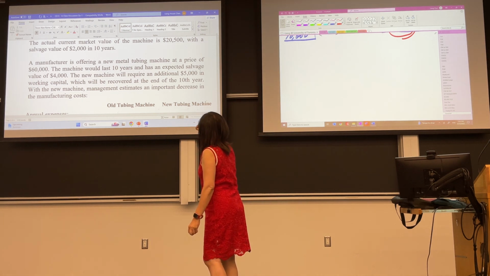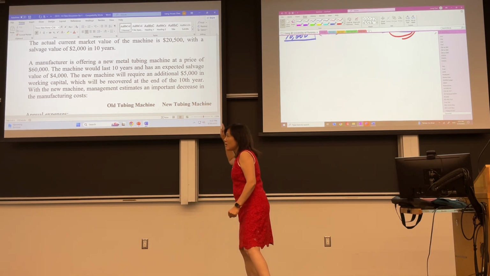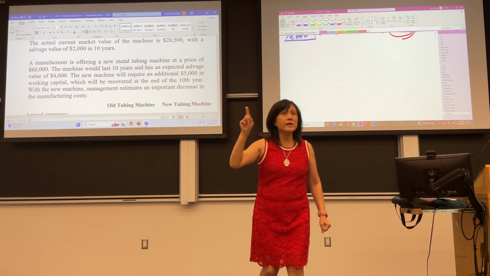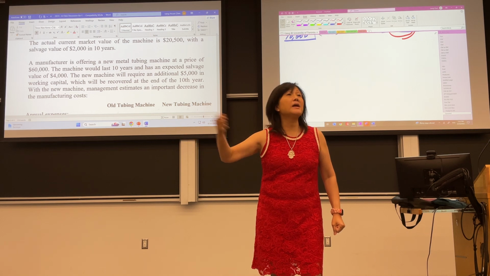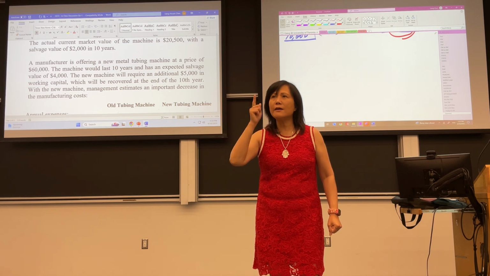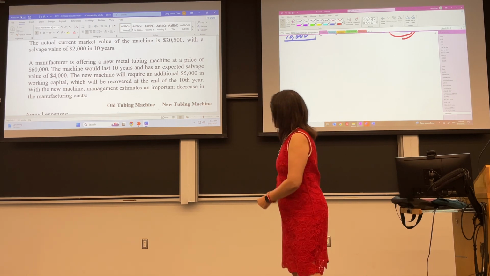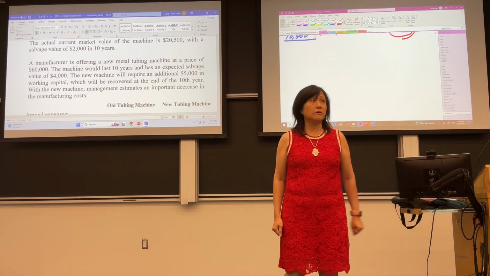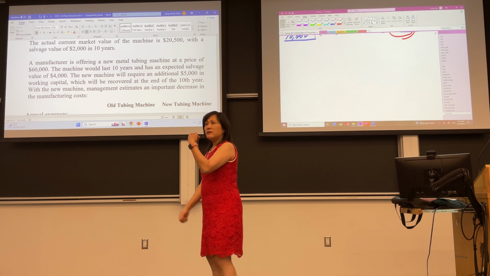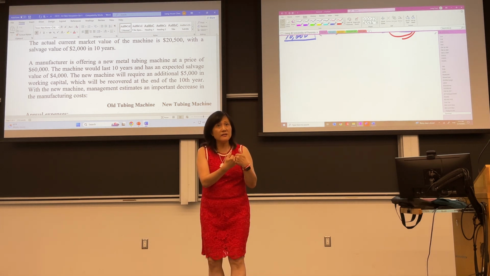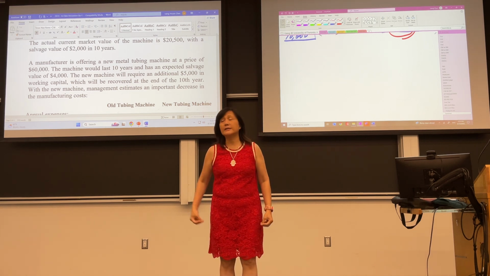The machine will require an additional $5,000 in working capital. Okay, listen. You need more working capital. What does it mean? You need more money. You have to pay money for inventory. Money going out. So you have to be able to interpret whether it's positive or negative. You require more money for working capital, so negative. But you will recover it, reversed. You can get it back in 10 years. But 5,000 in 10 years is much less than 5,000 today.